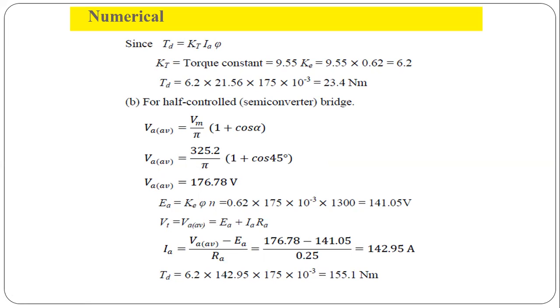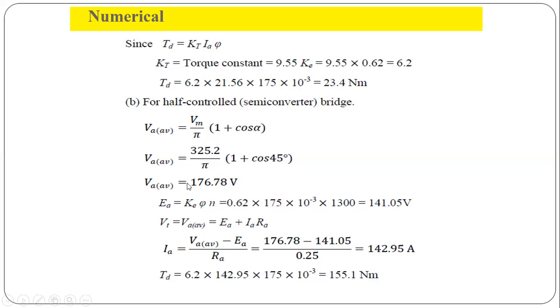Now we will find out the values for the half controlled or semi-controlled bridge. Before solving that, we should know the formula for the half control or semi-converter, that will be Vm by pi into 1 plus cos alpha. Now put the values in this formula and we will get the average output voltage for the semi-converter.